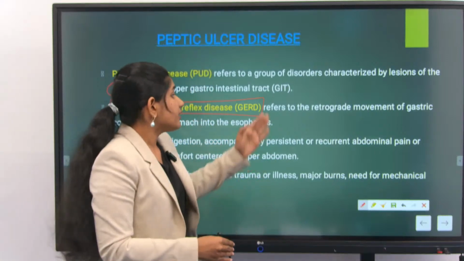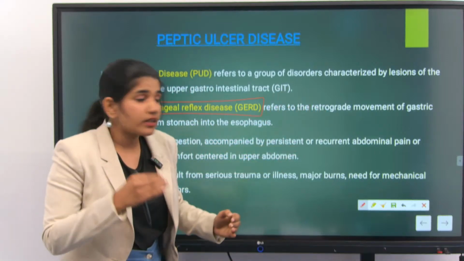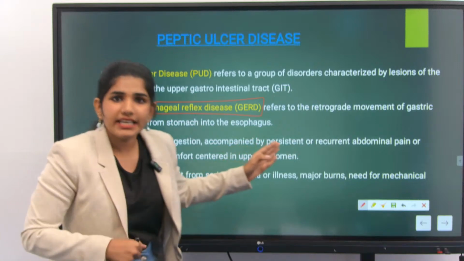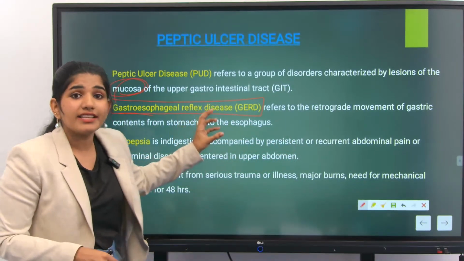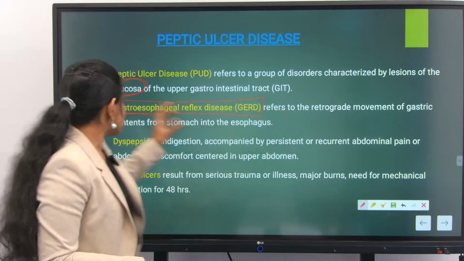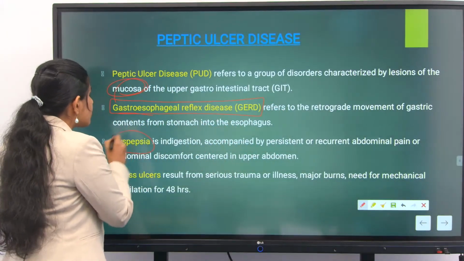But if there is a retrograde movement of the gastric contents from the stomach to the esophagus, that particular condition is known as gastroesophageal reflux disease. Next, we can talk about dyspepsia.